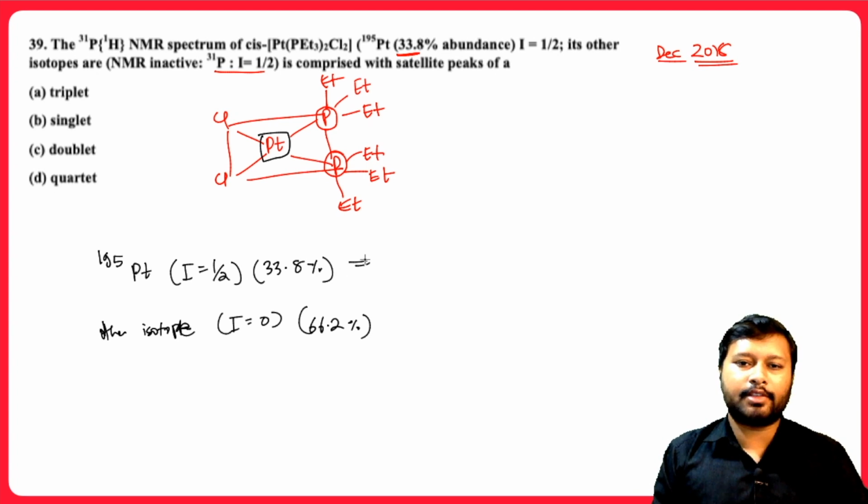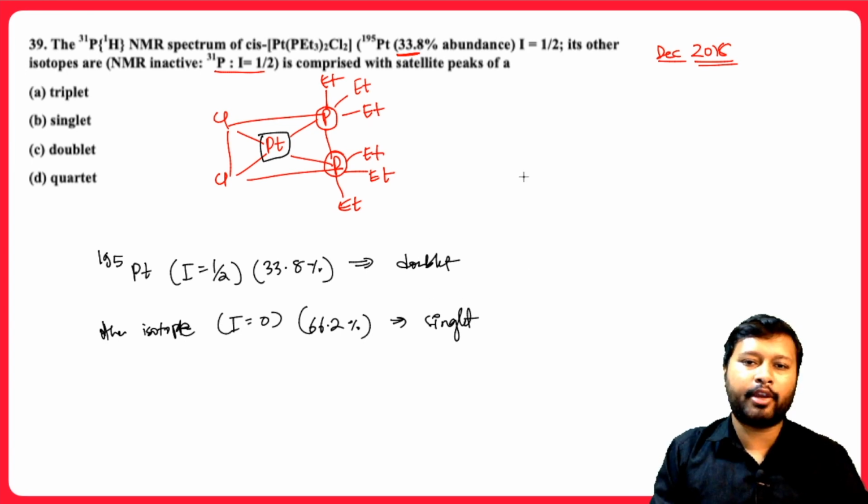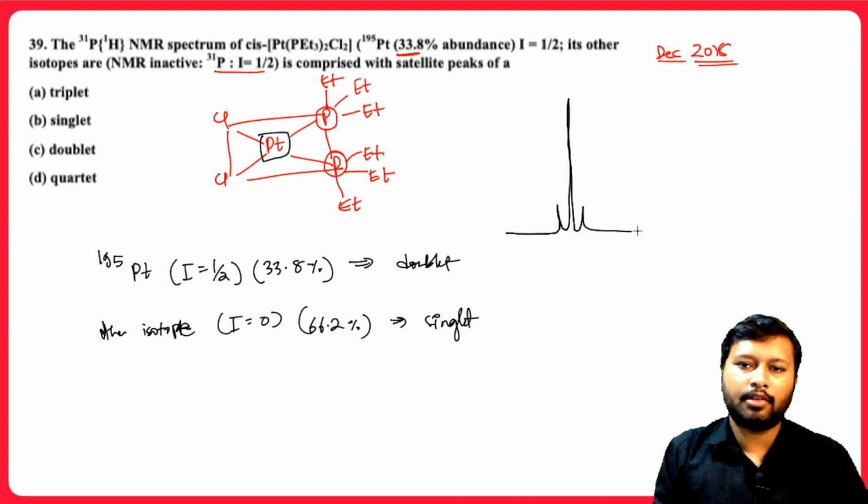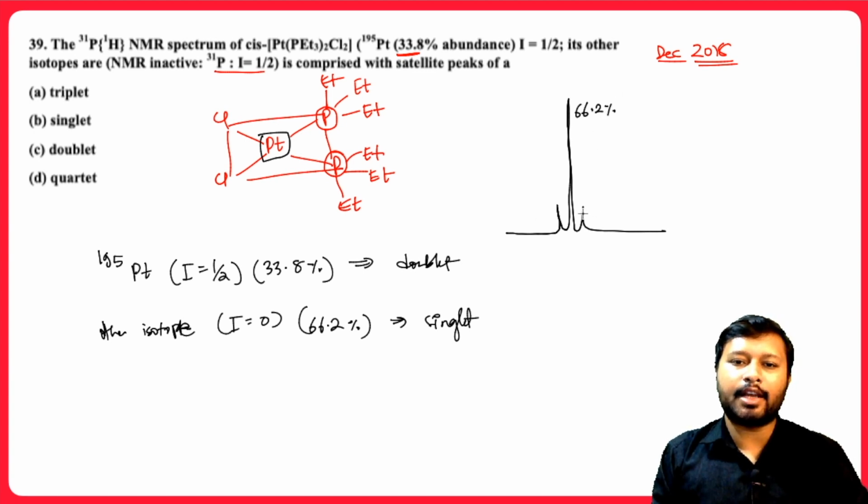Fine. So this I am not going to solve again, the same formula you can put, and this is going to give you a doublet, whereas this is going to give you a singlet. Both of them are going to stay at the same point, so that is going to make the overall spectrum something like this. These two small ones are satellite peaks. This is the major peak with 66.2% of abundance. These are going to be half of that, that means 16.9% of abundance.